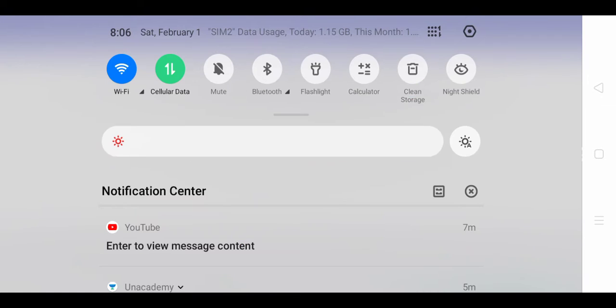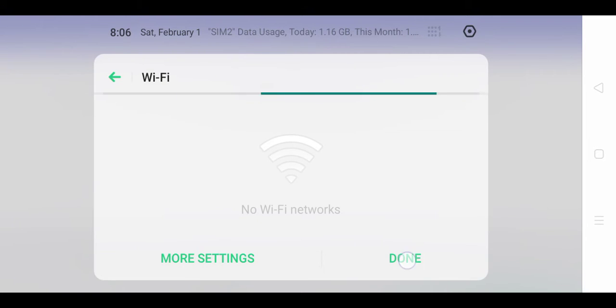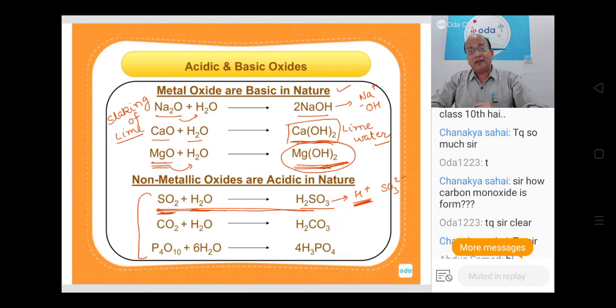Okay, so this reaction is also responsible for acid rain, beta. Sulfur dioxide is liberated when sulfur is burnt. Sulfur dioxide reaches the upper layer of the atmosphere, and with rain it forms acid, which destroys our buildings. Okay, so I hope this is clear to everyone.